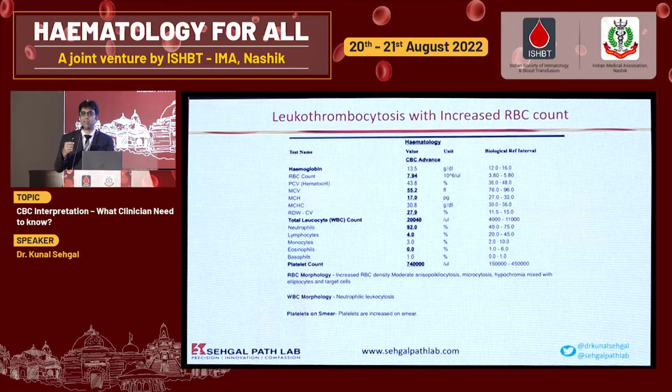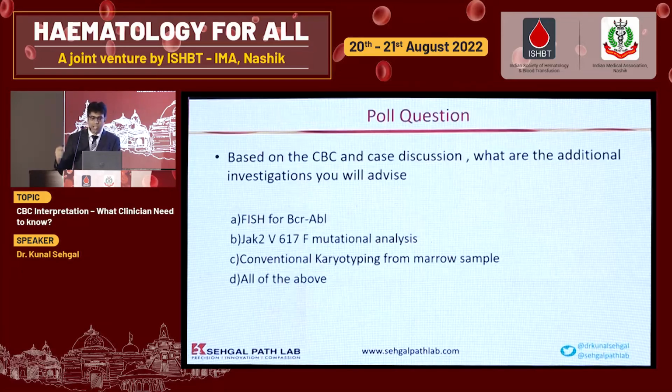So sir said, right, the question is polycythemia with an iron deficiency anemia. But of this list, what would be the test you would ask for? FISH for BCR-ABL, JAK2, conventional karyotyping, all of the above. Anyone from the audience? We are suspecting a polycythemia with leukocytosis and a thrombocytosis. This is more likely to be a primary polycythemia and not a secondary polycythemia. I would do all three.